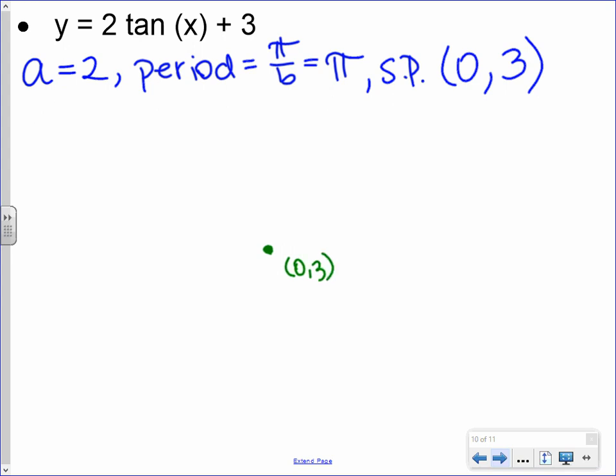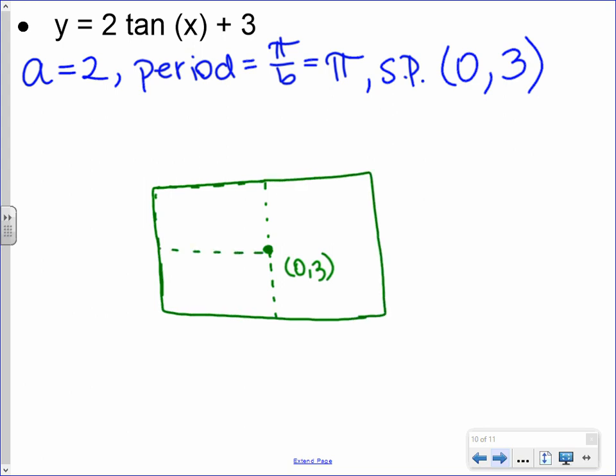So what we're going to do, I'm going to draw the frame with this starting point in the center. Okay, so 0, 3 is our starting point. Since we're at a height of 3 and A is 2, that means our frame is going to stretch up to 5 and down to 1.